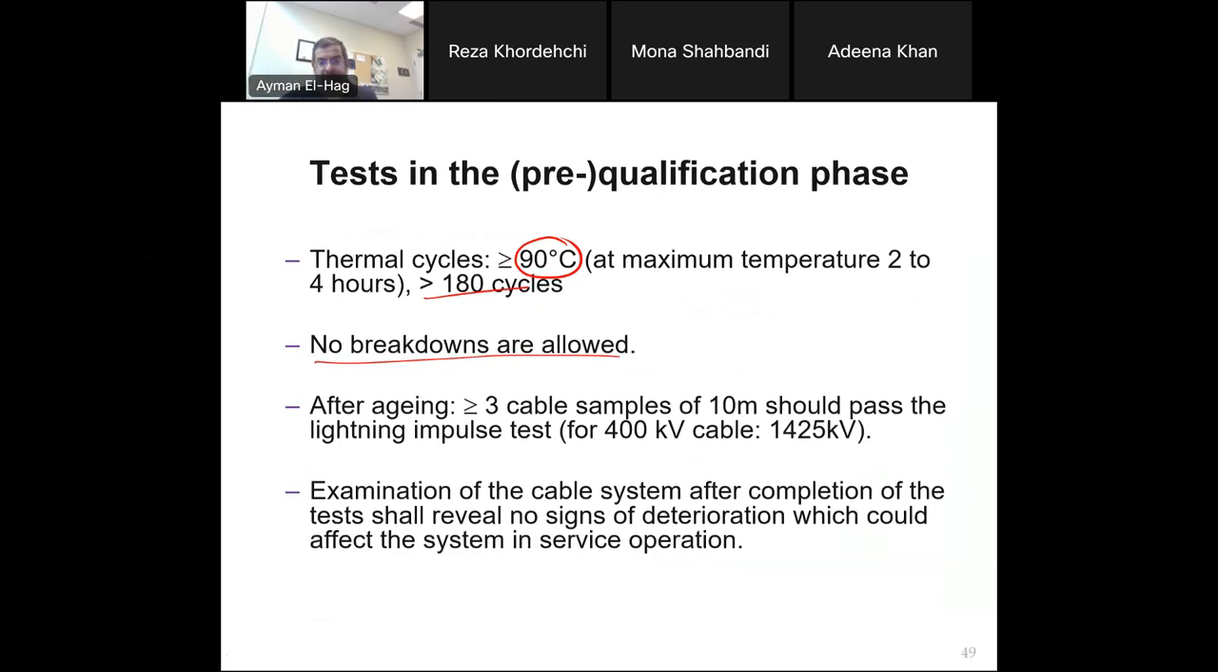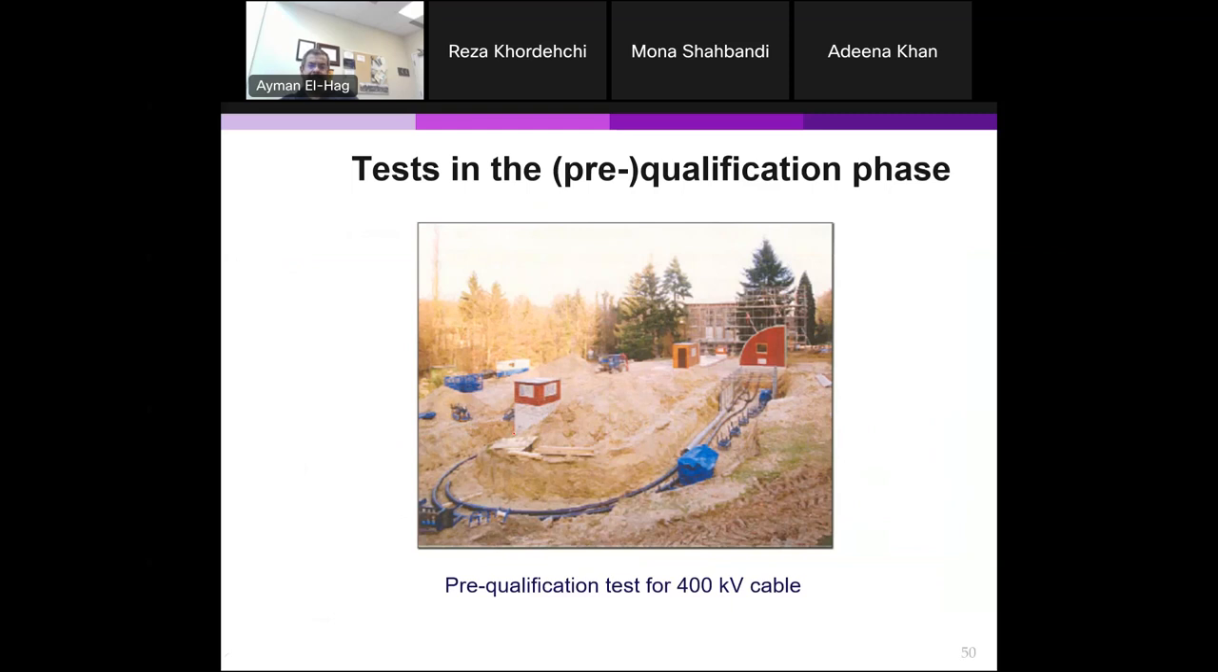Now after you finish the aging, you take 3 samples, each 10 meters, and they have to pass a lightning impulse test. For example, for a 400 kilovolt cable, you test it at 1425 kilovolt. That is something very important. Also, you examine the cable samples, and there should be no signs of deterioration that might affect the cable in a real system. That is the pre-qualification test.